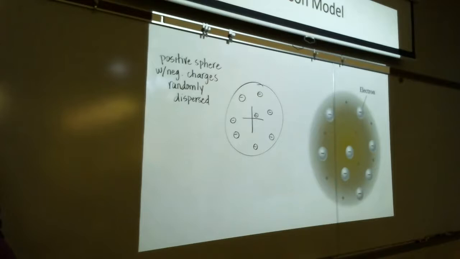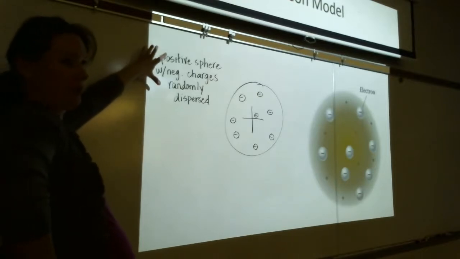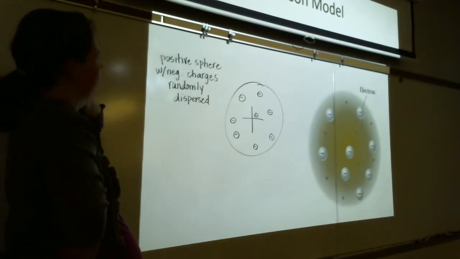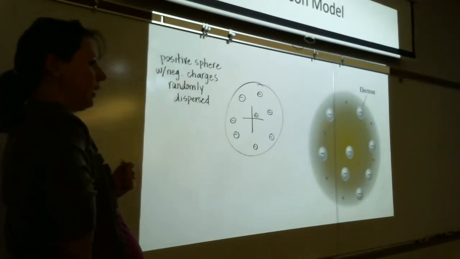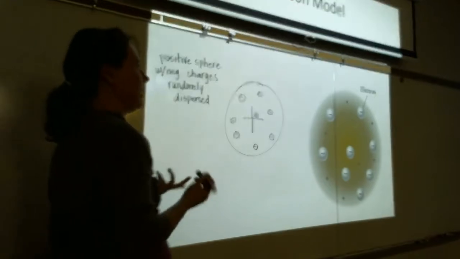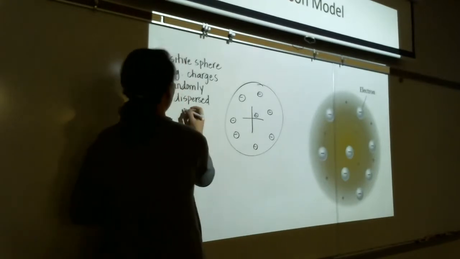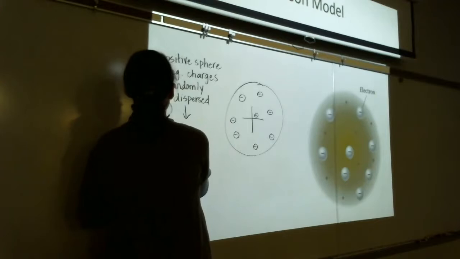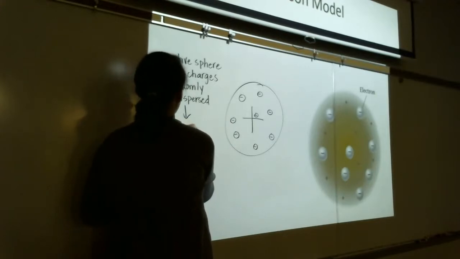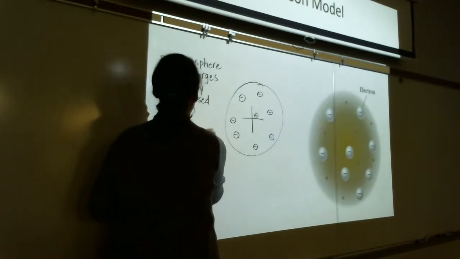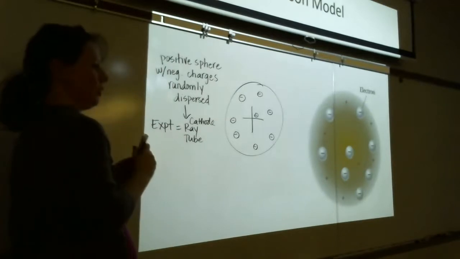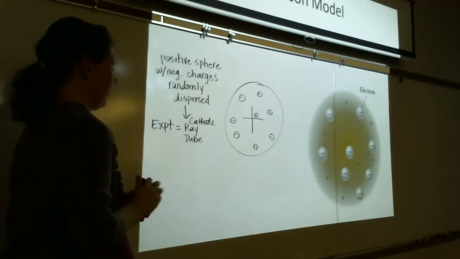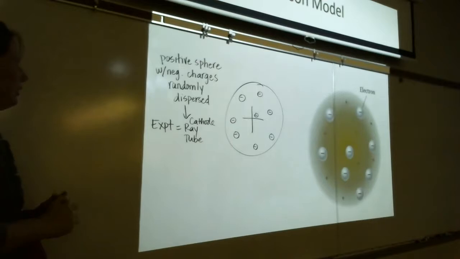And I would need you to be able to do that and describe it in a couple words. Okay, that's what the Thomson model looks like. It's a positive sphere with negatives spread throughout. And what experiment led to this discovery? The experiment was called the ray tube. And technically, it was the cathode ray tube. But if you just put ray tube, I'd know what you meant. Cathode ray tube is what led to this.